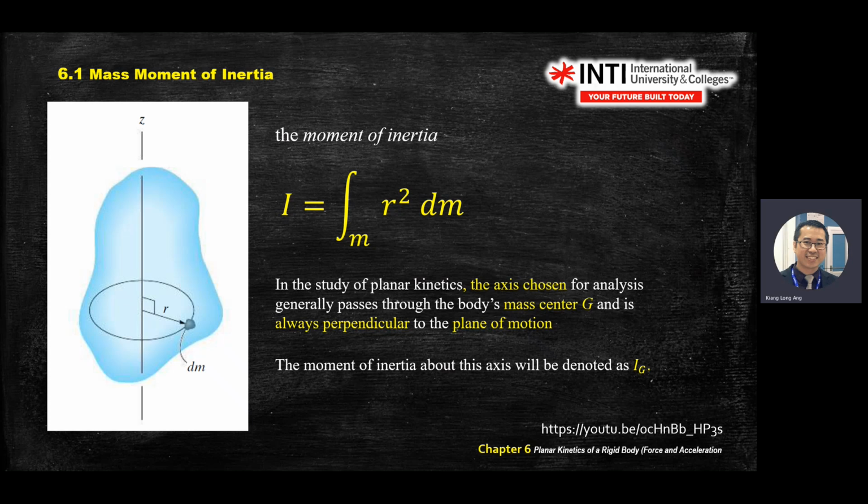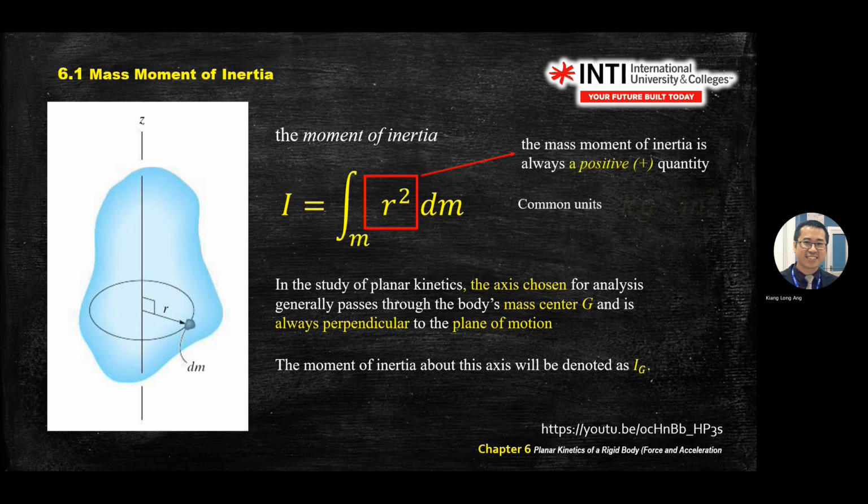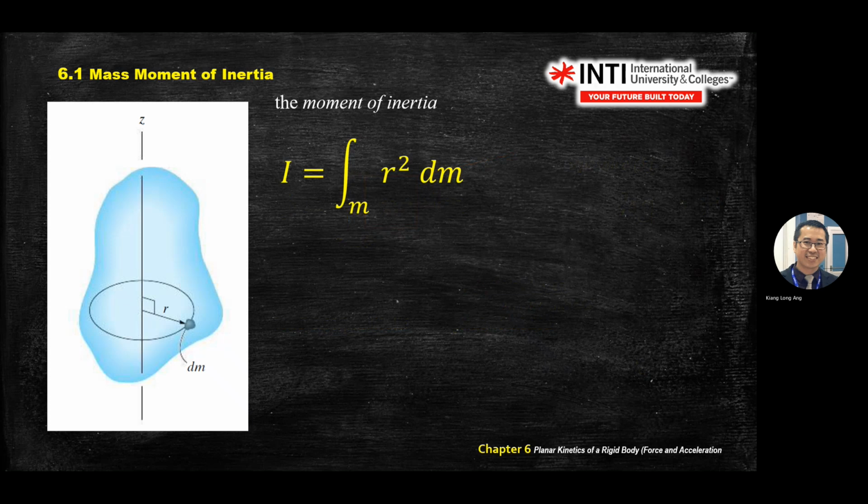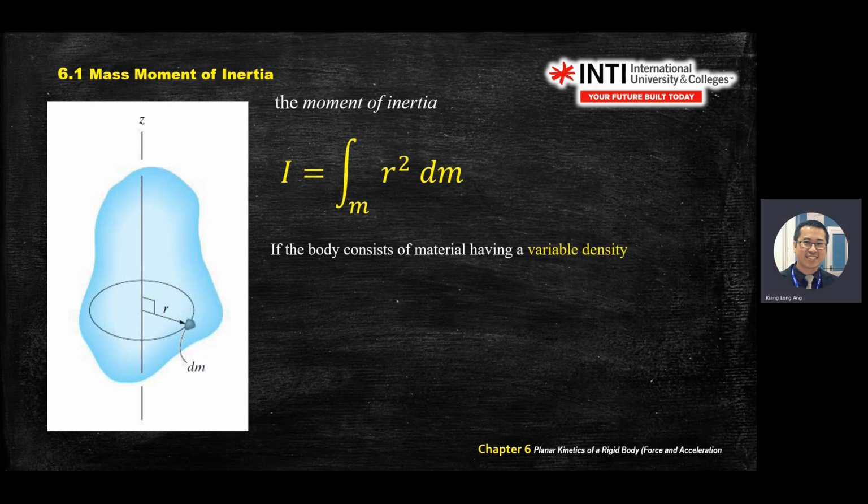And if we are referring to center of mass G here, the common unit for moment of inertia is kilogram meter square. Kilogram meter square, because when you integrate your mass, you get kilogram. r square, you get meter square. This is a recap of what you learned in your statics.